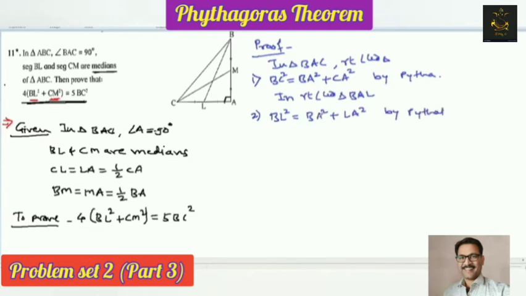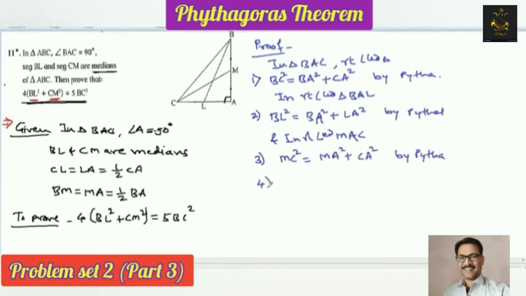Now look here. After that, one more right angle triangle is there, that is MAC. In right angle triangle MAC, now here also apply Pythagoras, which is MC square is equal to MA square plus CA square. Again here also by Pythagoras.